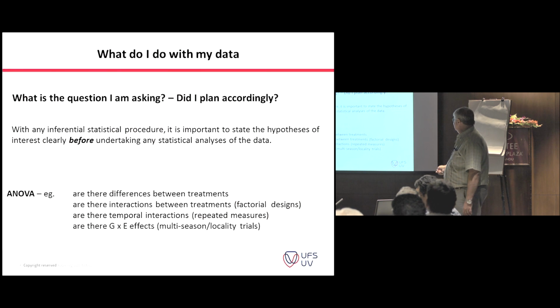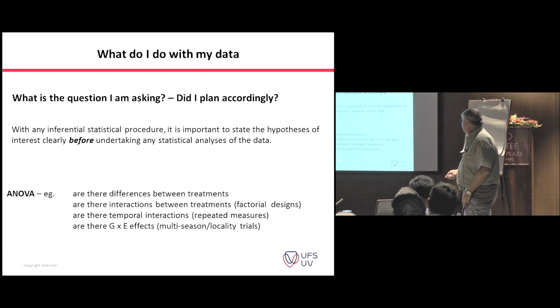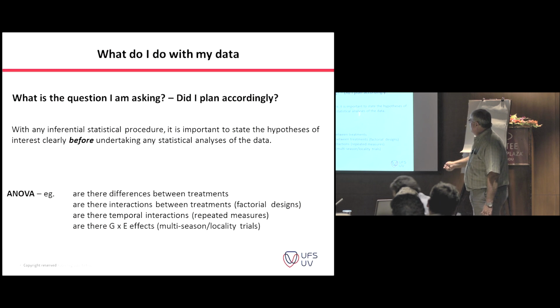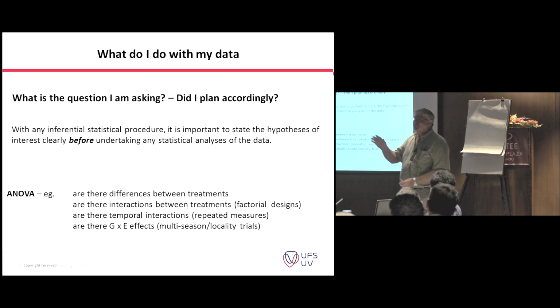You asked me about temporal interactions. We have designs for repeated measures. We have genotype environment effects when we're looking at AMMI analysis or something like that. So there are a whole lot of these, and I'll mention some of them. But I need to know that before getting started. And that's going to depend on my hypothesis. So I'm going to be like a stuck record on that one.